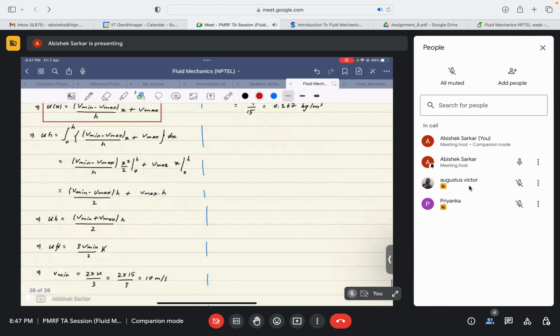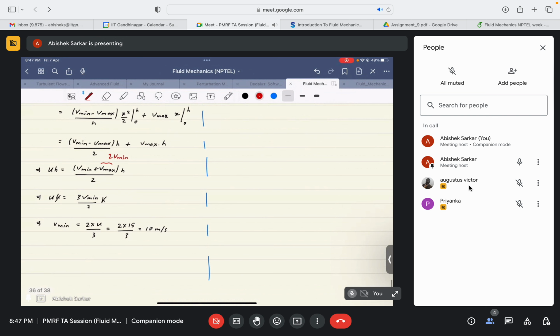So since we know Vmax is equal to 2 Vmin, I substitute here. Vmax is equal to 2 Vmin, since I've already given it, and then I get this is equal to 3 Vmin. So U h is equal to 3 Vmin by 2 into h. h will get cancelled out on both sides. So we will essentially get Vmin is equal to 2 by 3 into U. And if you substitute the value of U, you get 2 into 15 by 3, which is equal to 10 meter per second. So is that clear?